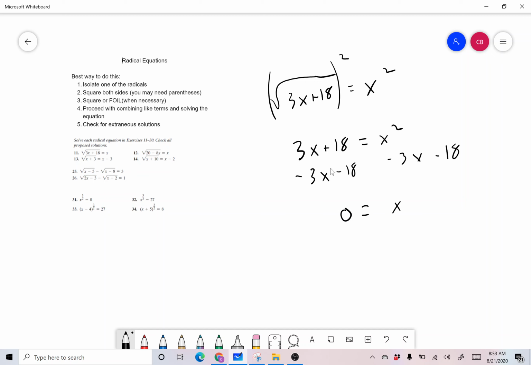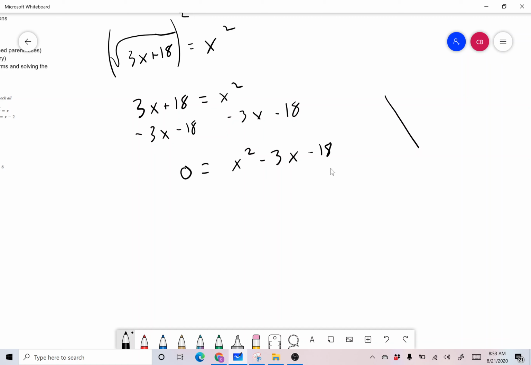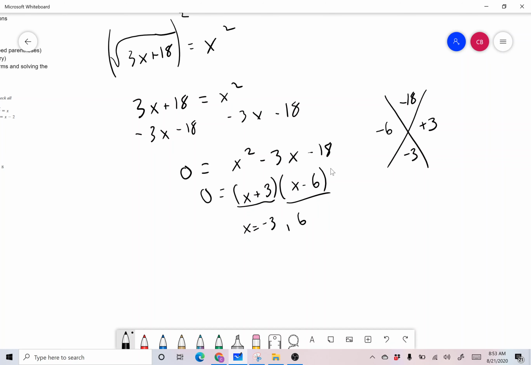0 is equal to x squared minus 3x minus 18. And we can solve this by factoring negative 18 and negative 3. And therefore, this is negative 6 and positive 3. And so this is x plus 3, x minus 6. So this is 0 when x is negative 3. This is 0 when x is 6. And those are your solutions.